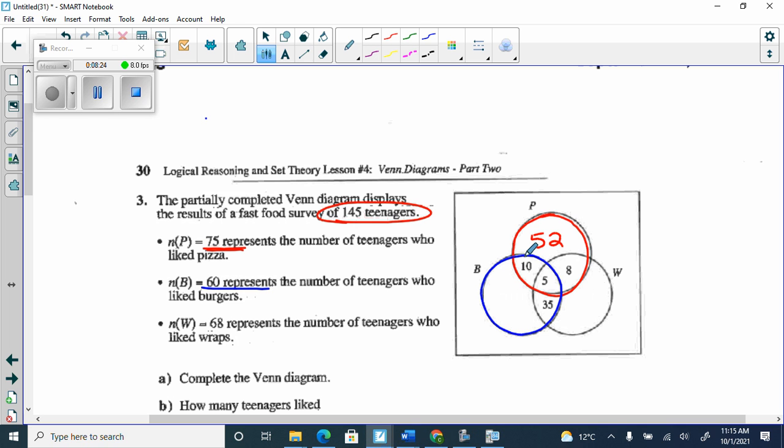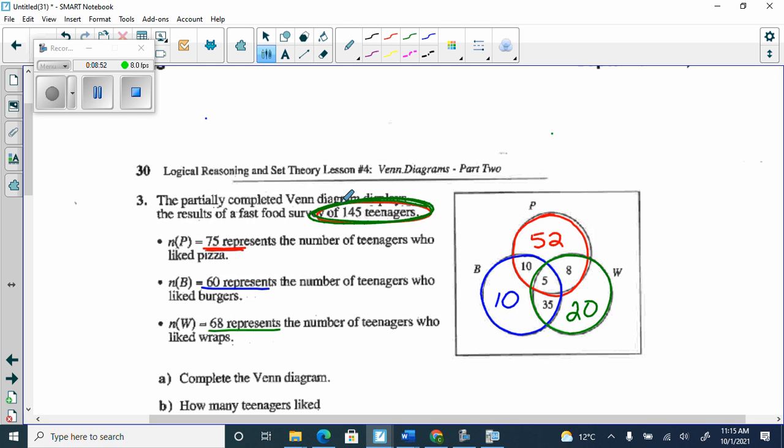So I already have 35, 40, 50 in the burger circle. I need to have 60. So 10 like burgers only. Then in the wrap circle, I have 35, 5 is 40, 48. I need to have 68. So how many like wraps only? 20. Now what's the last thing I told you can't forget?